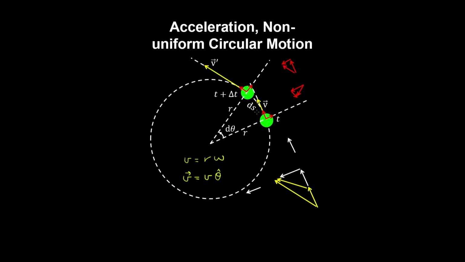So at time t, we have a tangential and radial direction, and at time t plus delta t, we had a tangential and radial direction. Now in the case of non-uniform circular motion, the speed, or the magnitude of the velocity, is not constant. So when we differentiate this expression, we use the product rule and we obtain the following equation for the acceleration.